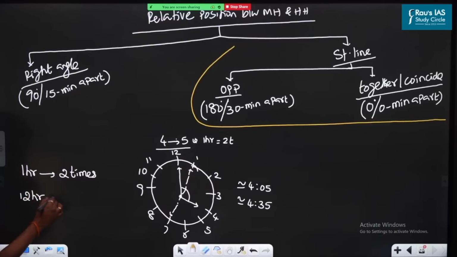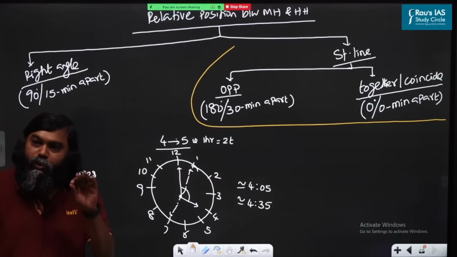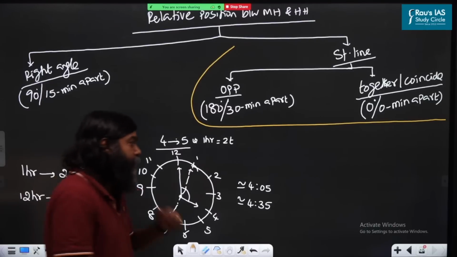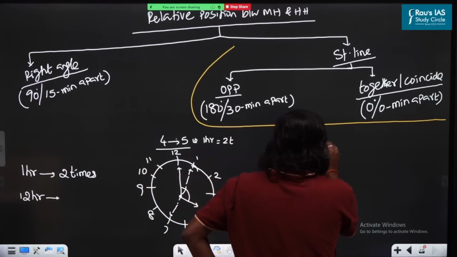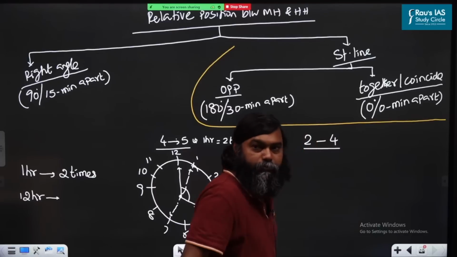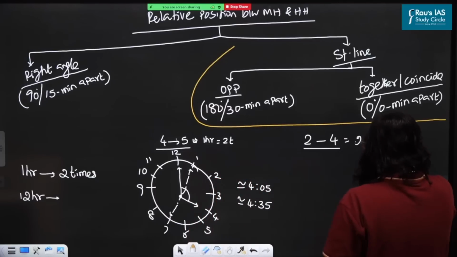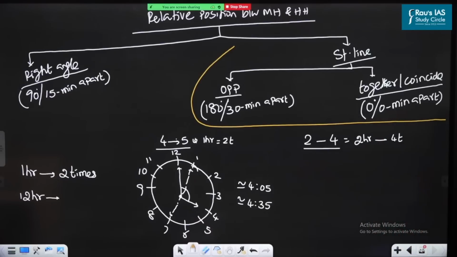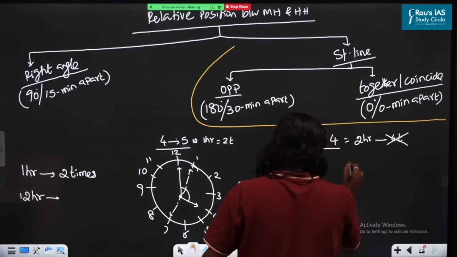Every 12 hours, how many times? 1 hour, 2 times. 12 hours, how many times are we expecting? 24 times we are expecting, but not 24 times. Why? Listen carefully. How many hours? 2 hours. 1 hour, 2 times. 2 hours, how many times? Are you understood, boss? Don't sleep. We are expecting 4 times, but not 4 times. Are you understood this? All understood? Why? Listen very carefully.